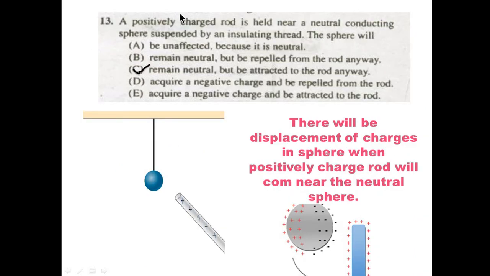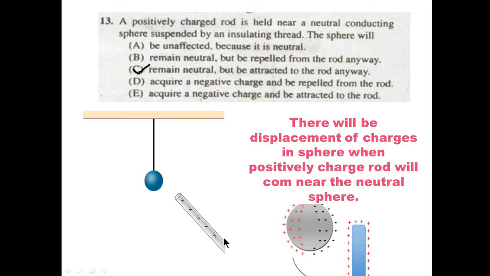Next question is 13. A positively charged rod is held near a neutral conducting sphere suspended by an insulating thread. This sphere is hanging with an insulating thread, and this sphere will be: unaffected because it's neutral; remain neutral but be repelled from the rod; remain neutral but be attracted to the rod; acquire a negative charge and be repelled from the rod; or acquire a negative charge and be attracted to the rod.